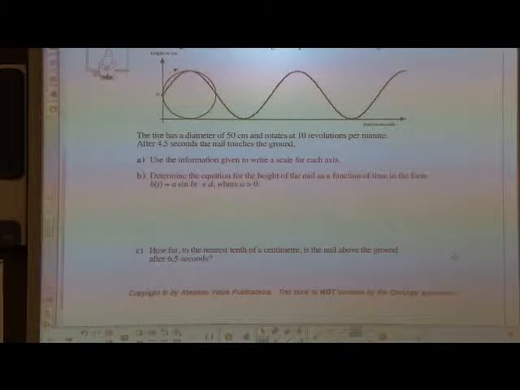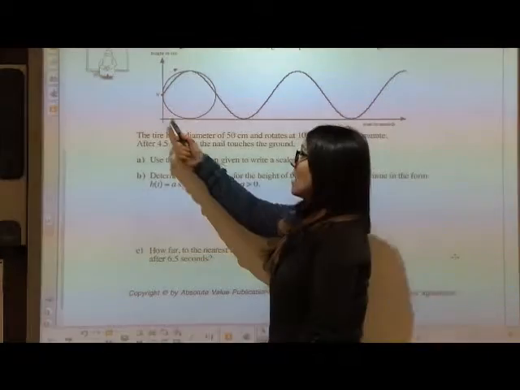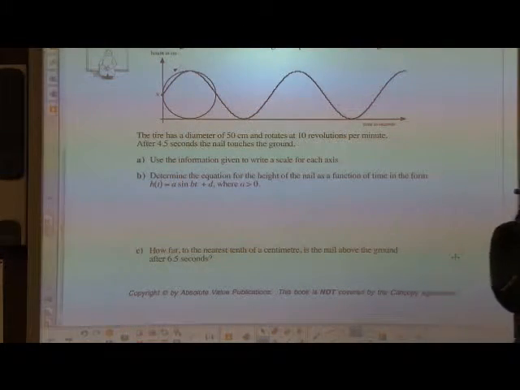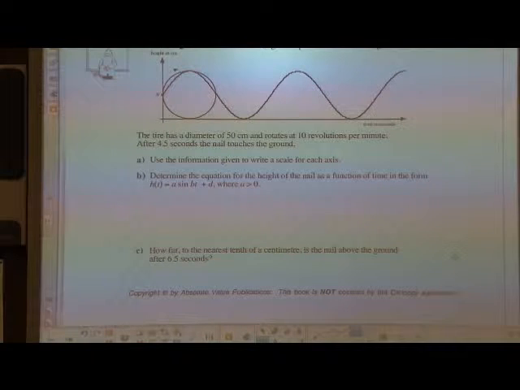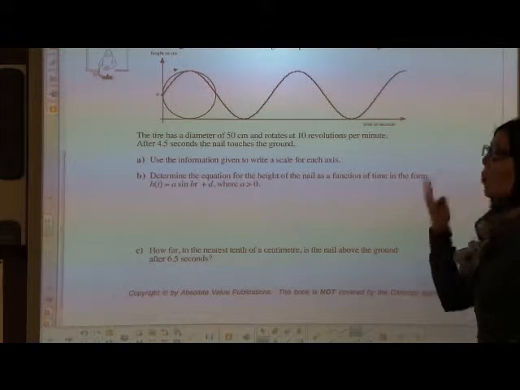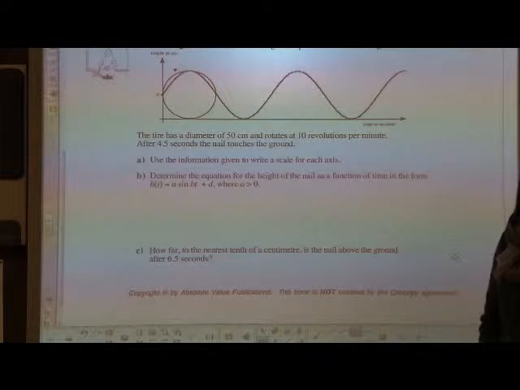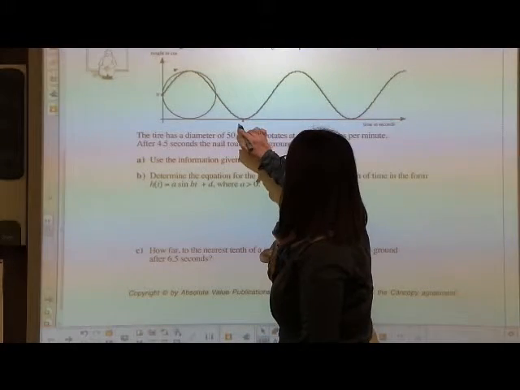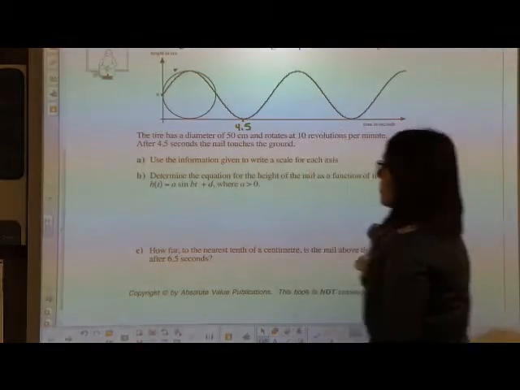So do you want to start with the X or the Y? X, okay. What do I know? What is being measured along the X-axis? Is it seconds? Seconds, it's the time. What do I know about my time? After 4.5 seconds, it touches the x-axis. So this would be 4.5, okay.